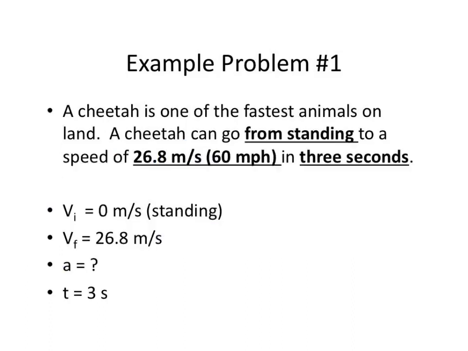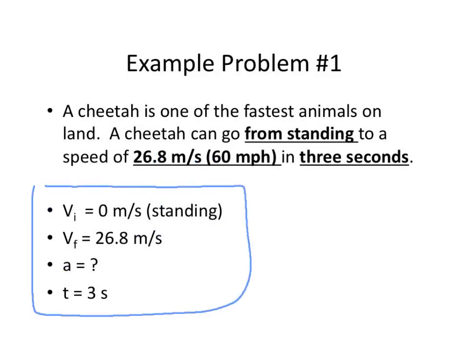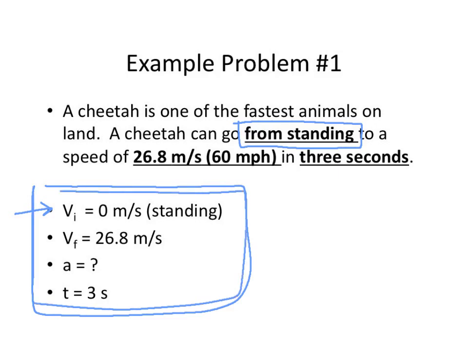Okay, so we have a problem here. And this is just showing the same thing. Here's what all of those things are. Anytime something says that it's standing or at rest, that should immediately tell you that the initial velocity is 0. Okay, so we're going to use these four pieces to plug them into an equation depending on what we're trying to find.